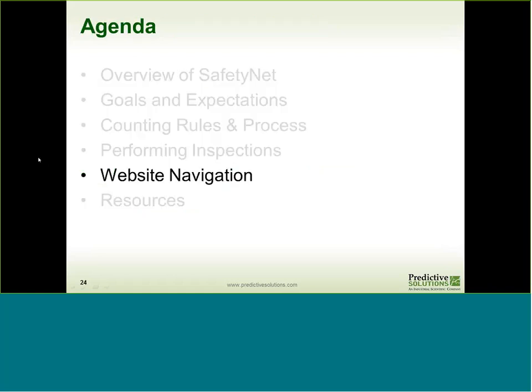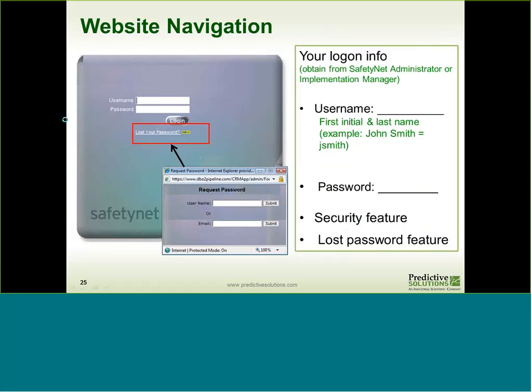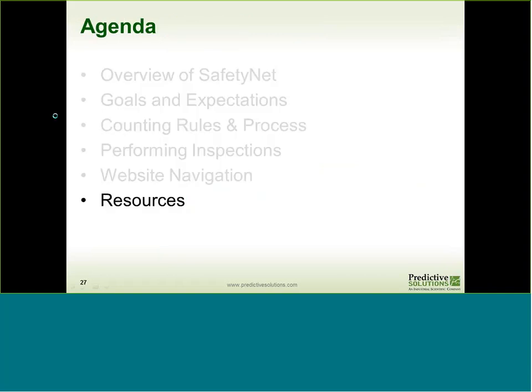The website navigation. In order to log into SafetyNet, this is also your server name, it's typically your company.predictivesolutions.com. Don't type www, just do company.predictivesolutions.com. So if I'm Giant Construction, for example, it's giant.predictivesolutions.com. Okay? That gets you to the login screen. You'll put in a username and a password, and then you'll get into SafetyNet. And that's where I'm about to go.